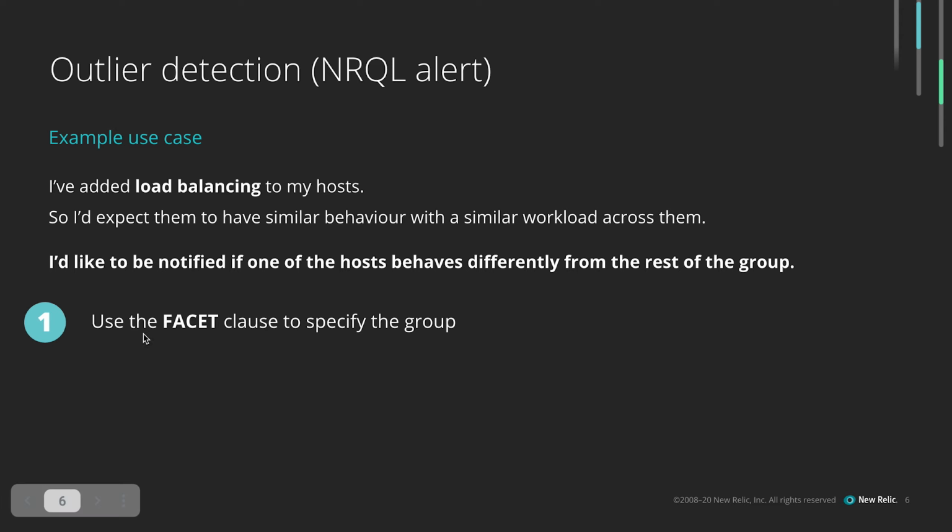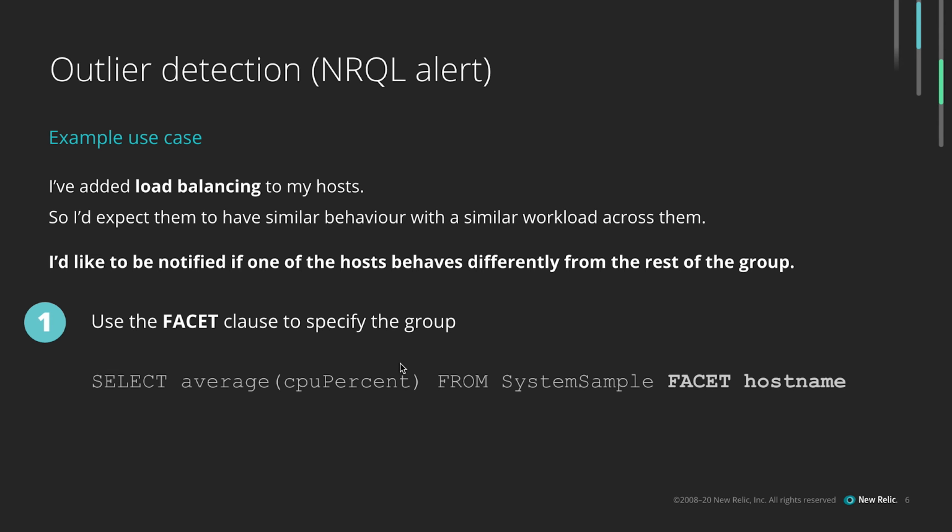One, we need to use the facet clause to specify the group. Select average CPU percent from system sample, facet hostname. And step 2, we need to use the outlier threshold type in the NRQL alert condition.